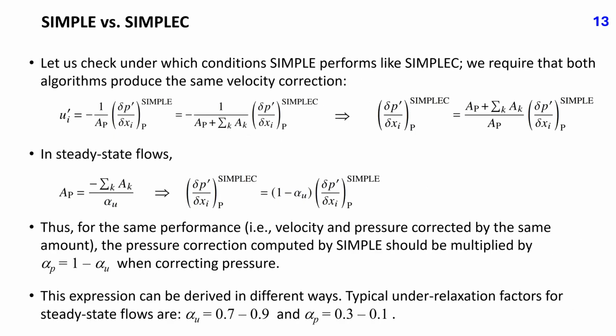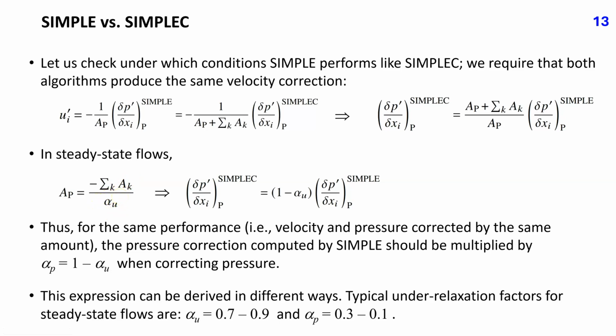Let us check under which conditions SIMPLE performs like SIMPLEC. We require that both algorithms produce the same velocity correction and compare the gradients of pressure correction. As mentioned in slide 9, in steady state flows, the central coefficient in momentum equations is equal to the negative sum of neighbor coefficients divided by the under-relaxation factor.